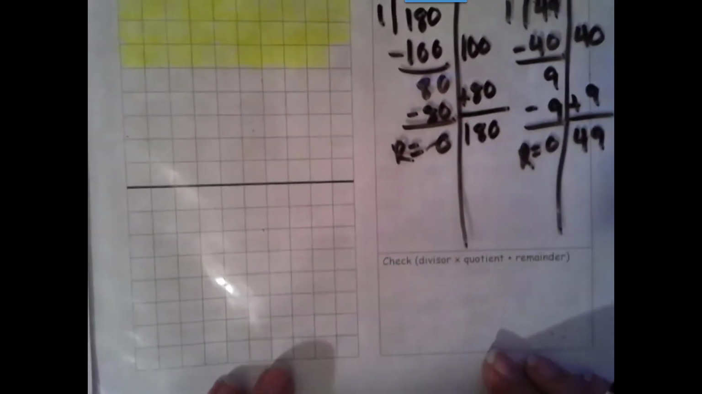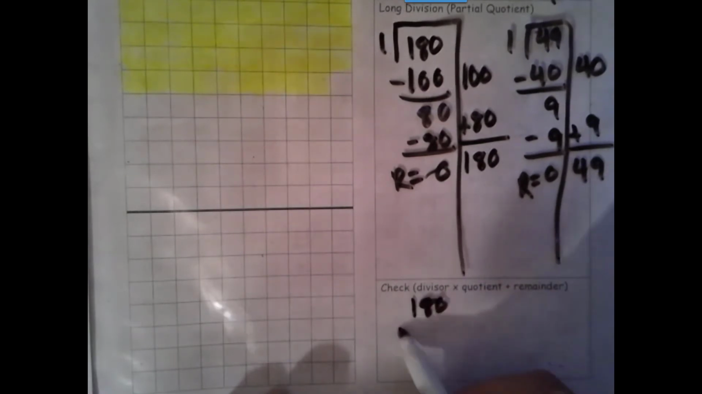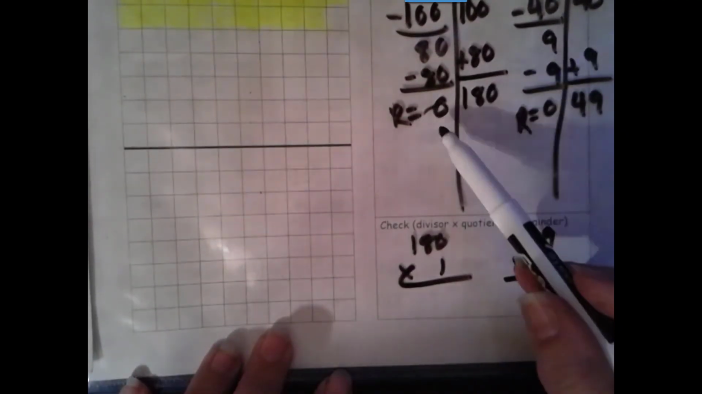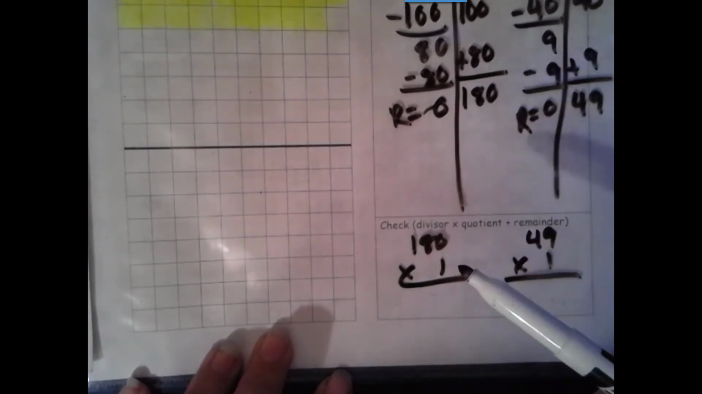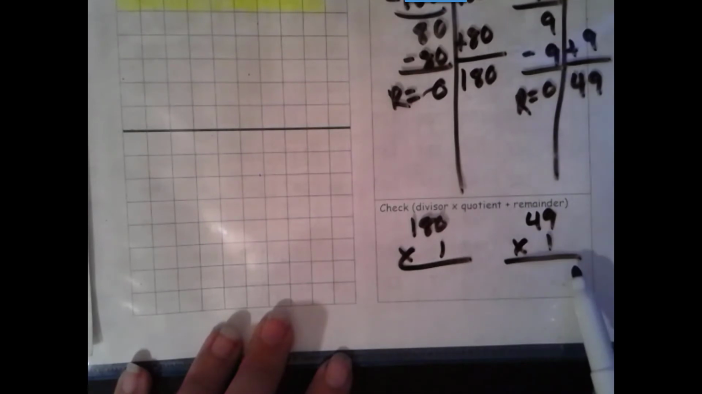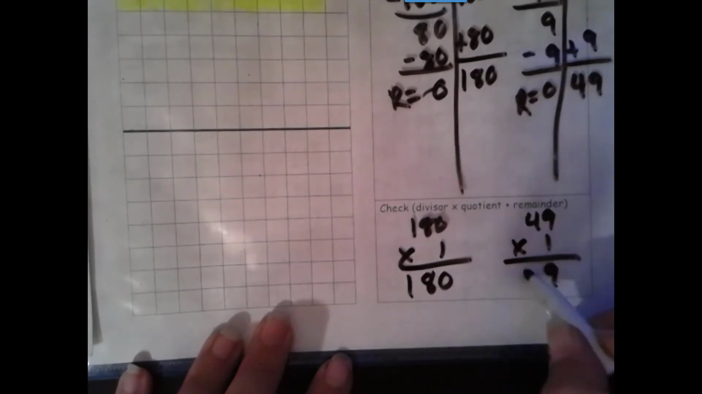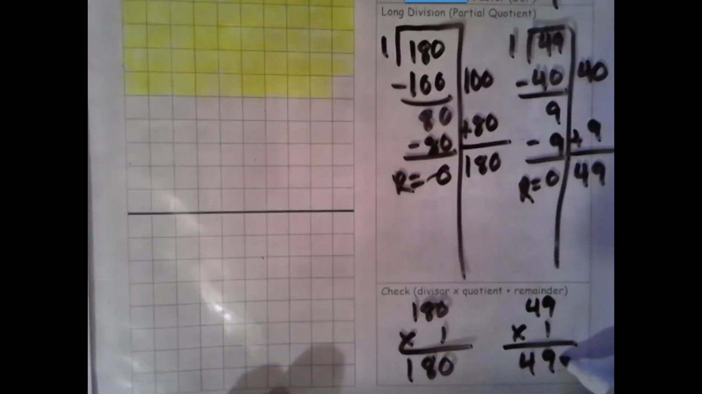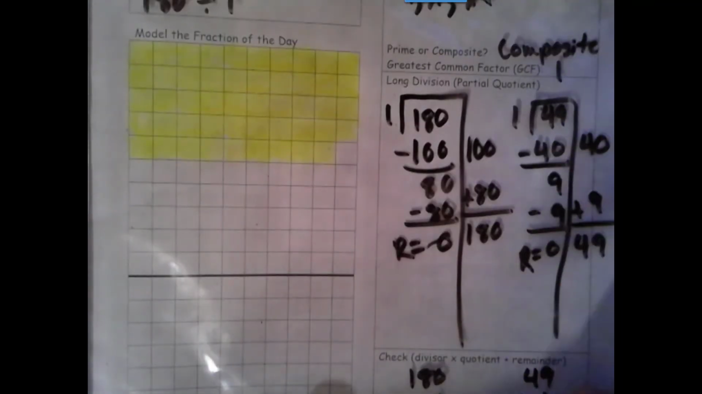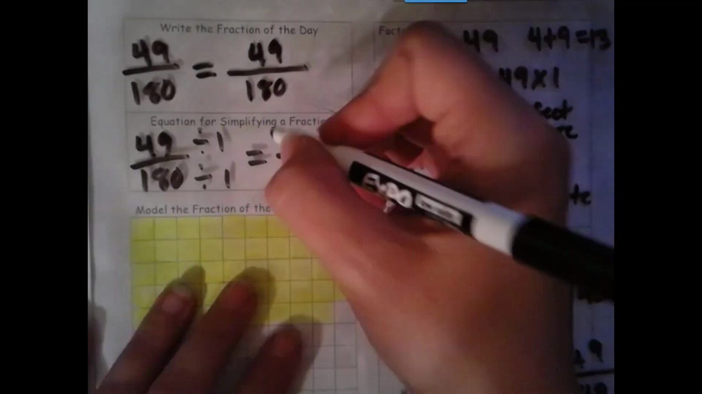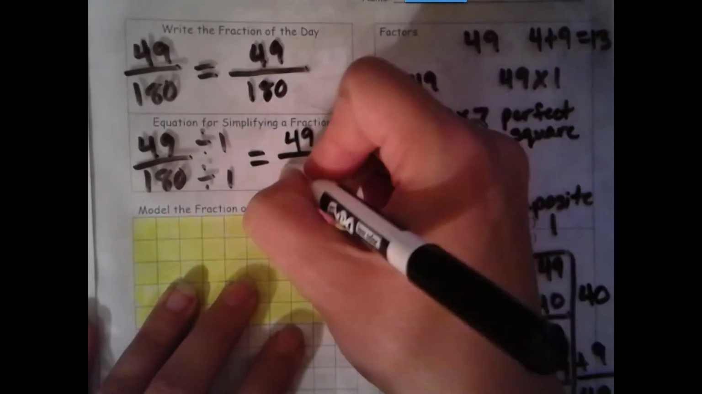All right, let's go ahead and check. Divisor times quotient plus remainder. Divisor times quotient plus remainder. Since our remainder is 0 for both, and the identity property of addition says when you add 0 it stays the same, we don't need to add. And here we have the identity property of multiplication that says when you multiply by 1, it stays the same. So 49, that checks with our dividend. Check. 180 checks with our dividend. Check. So our fraction is definitely 49 over 180.